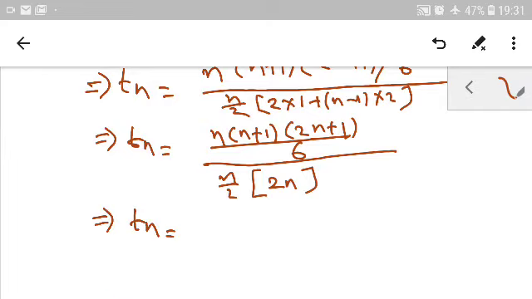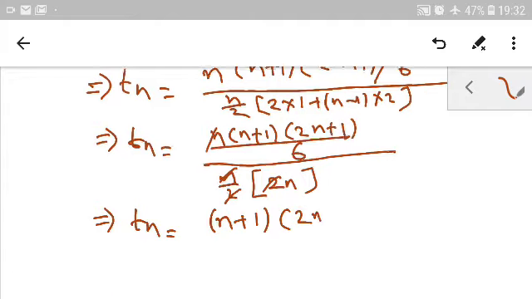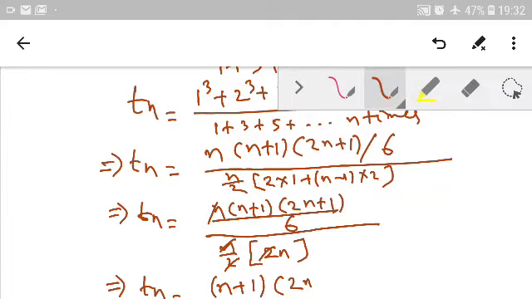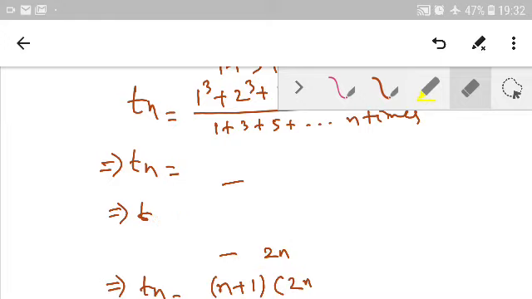Now Tn is equal to n into n getting cancelled, right? Here n and n are getting cancelled, 2 and 2 are also getting cancelled. I am left with n plus 1 whole into 2n. Oh, I have committed a mistake here, students. Sum of the first n cubes, this is not the formula. The formula will be like this, so I have to erase the entire thing from here. Okay, let me solve it once again.